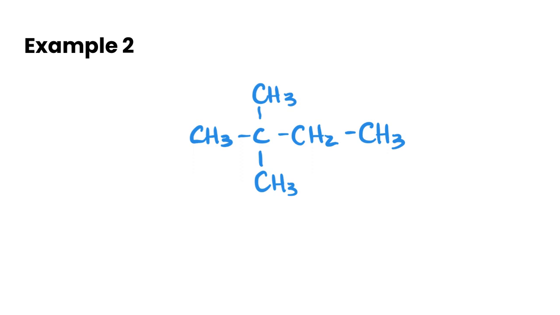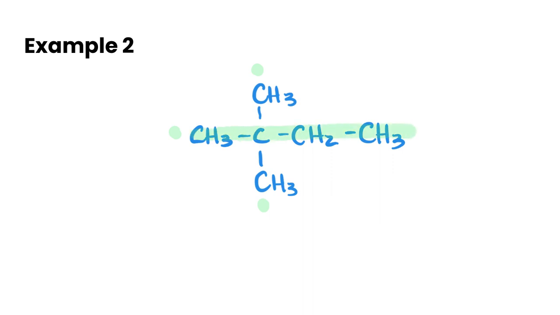In our next example here, let's take a look. There's a few ways we could start numbering or finding our longest chain. We could start from the carbon at the top, the side, or the bottom. Really, it doesn't matter because any which way we go, we're going to end up with a 4-carbon chain. So I'm just going to go through the middle here just to make it easier.